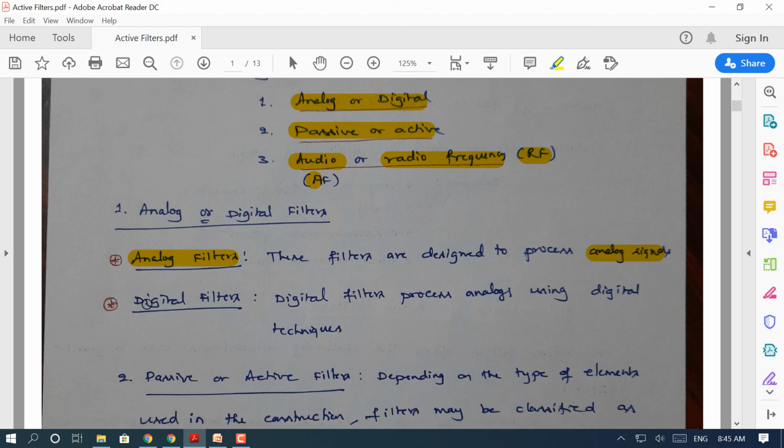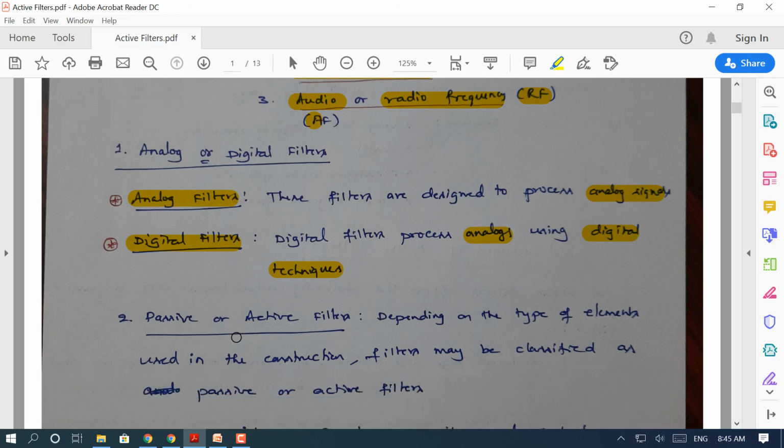On the other hand, we have digital filters, which are used to process analog signals using digital techniques. Observe here, we are again processing analog signals only. We are filtering analog signals only, but the means we are using is digital techniques. So such filters are called digital filters. This is the first way of classification, the first type of filters.